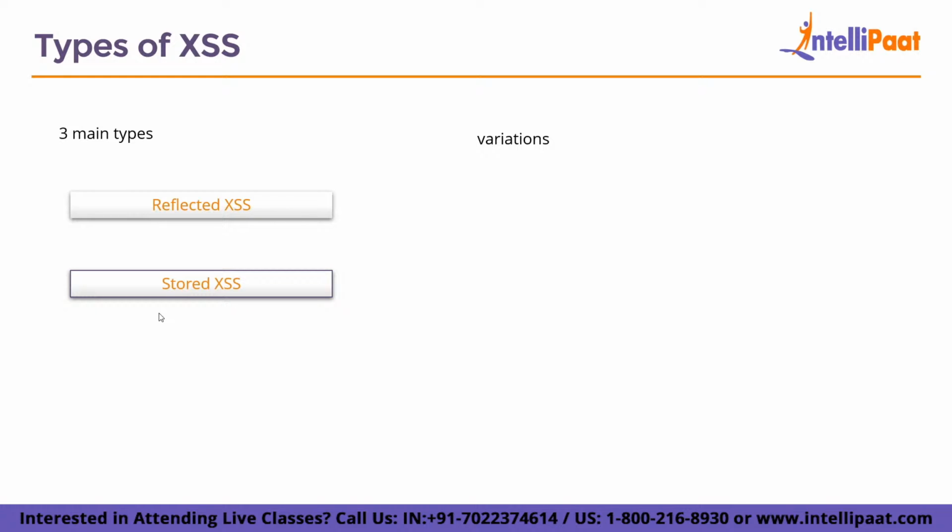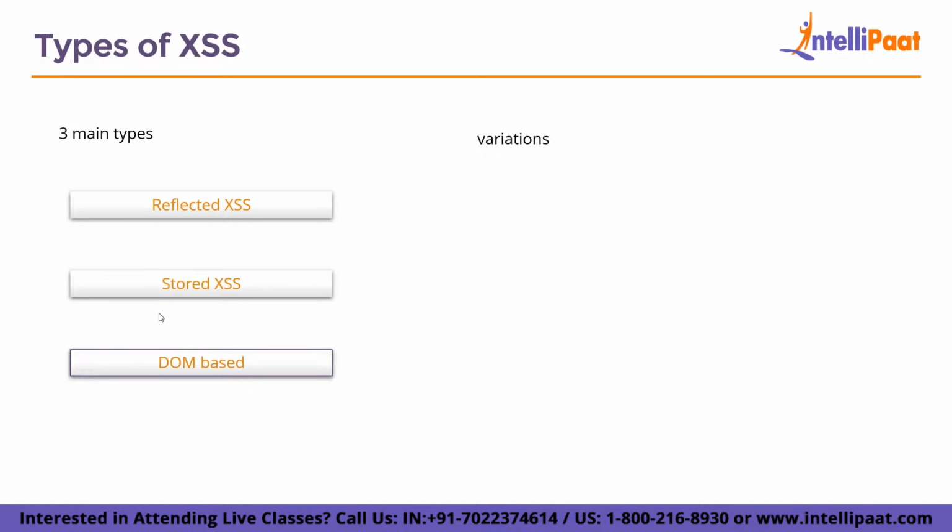Now we have something called stored XSS, also known as persistent XSS. Stored attacks are those where the injected script is permanently stored on the target service, such as in a database or a message forum. It can also be a visitor log, comment field, etc. The victim then retrieves the malicious script from the server when it requests the stored information. Stored XSS is also sometimes referred to as persistent or type 1 XSS.